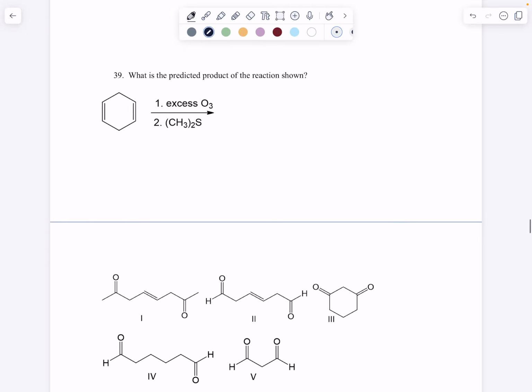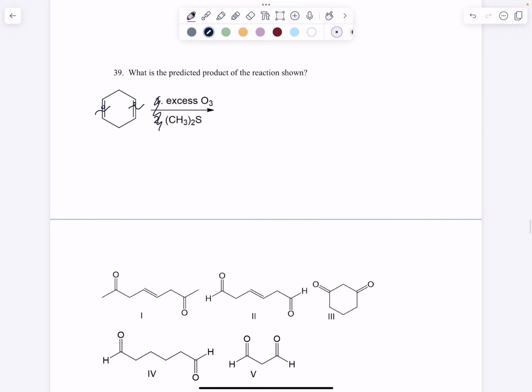Okay, what is the predicted product of the reaction shown? We're going to have an oxygen here and an oxygen here. I don't like that that's 1 and 2. I thought I got rid of that question, but I guess I didn't. Well, bummer. Okay.